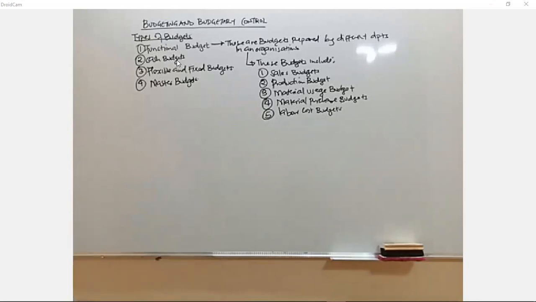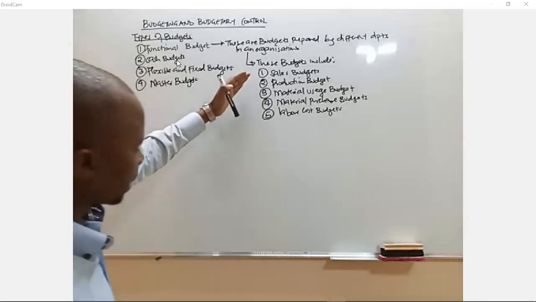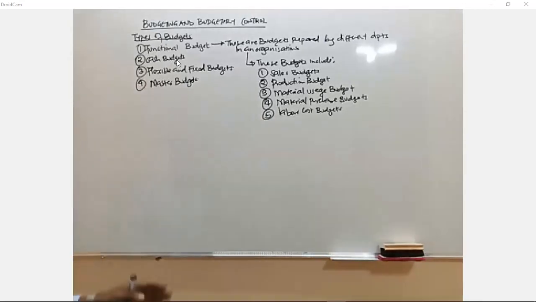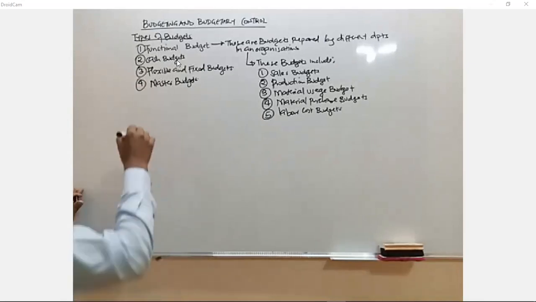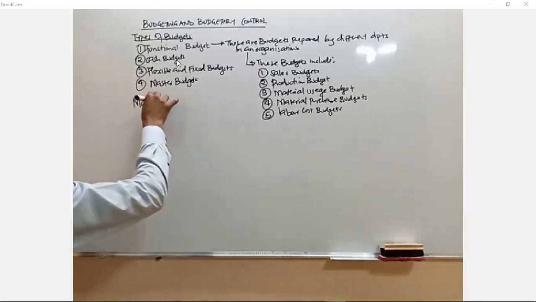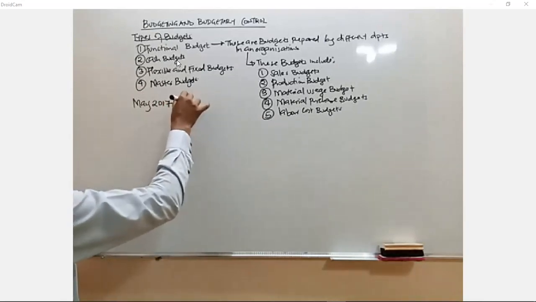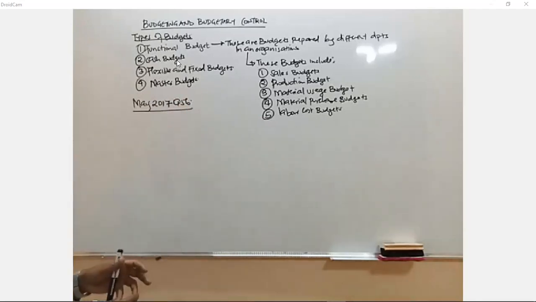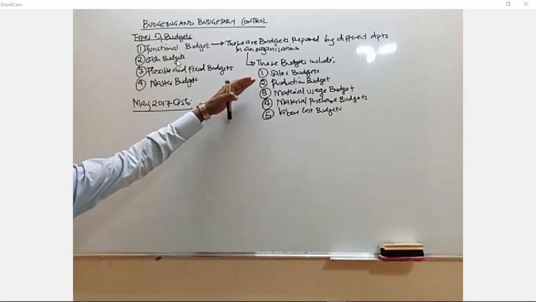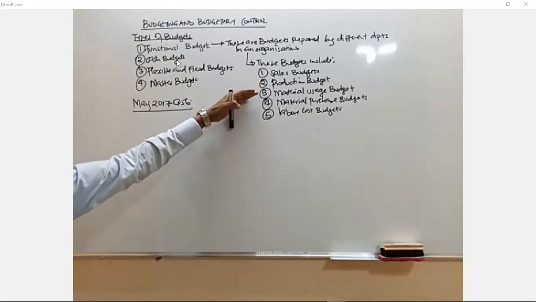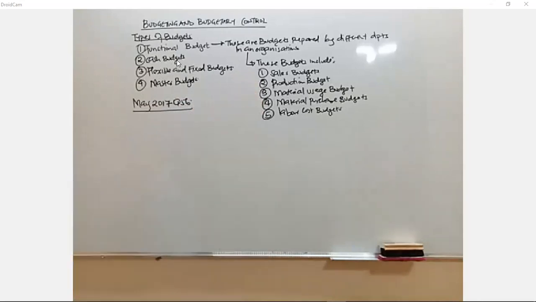So in this case, I just want to show you how to prepare this type of budgets, and we are going to be doing our illustrations. We start with May 2017. And once I finish it, I will give you an assignment. So May 2017, we have a question, question number 5B. Let us go there. And we look at how I am supposed to prepare the sales budget, production budget, material usage, material purchase, and then the labor cost budget. So let us go there.